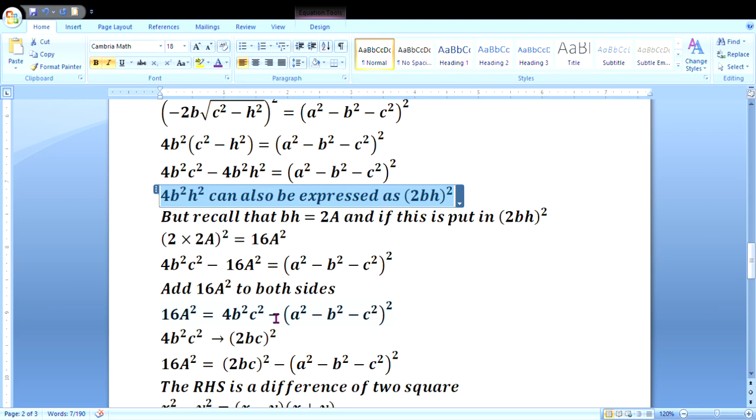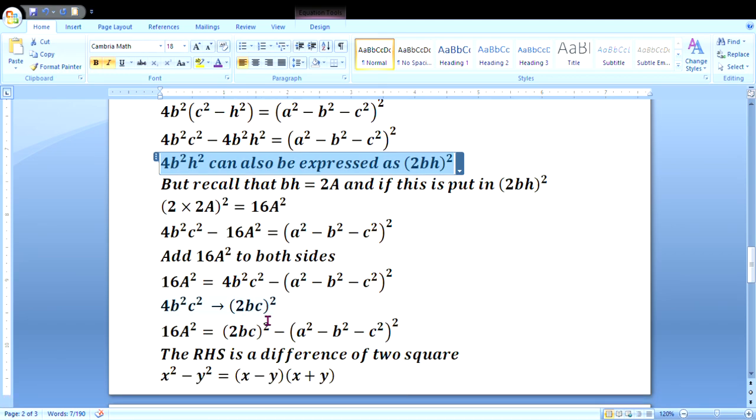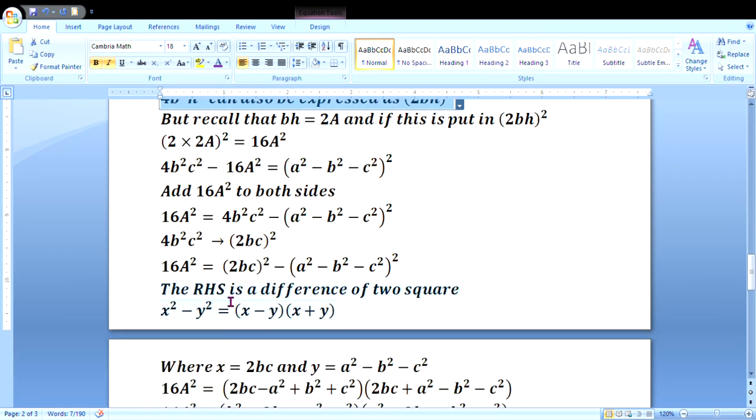Here, this 4b square c square can also be expressed as open bracket 2bc close bracket all square. So we replace this with this, and this becomes 16a square is equal to open bracket 2bc close bracket all square minus open bracket a square minus b square minus c square close bracket all square. Now the right hand side is a difference of 2 squares.